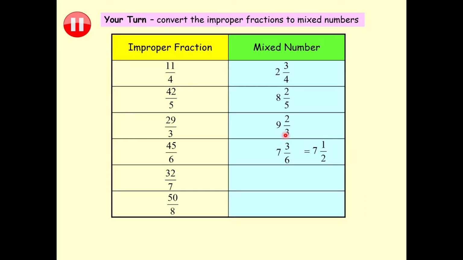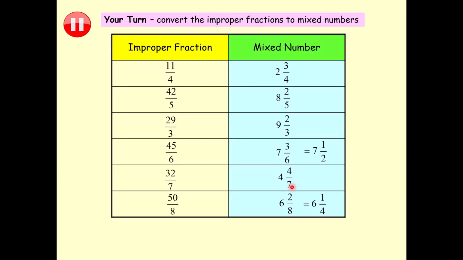So the next question, 32/7, which means 32 divided by 7, is 4 and 4 over 7. And then the last question, 50 over 8, can be converted to 6 and 2 over 8. And again, looking at this fraction here, checking to see if it's fully simplified, we can go one step further to simplify that. It becomes 6 1/4.